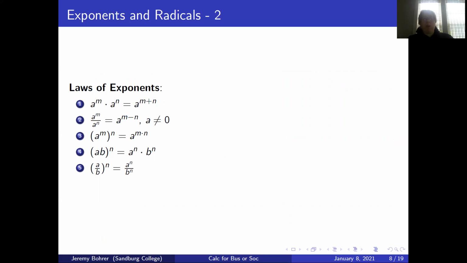We have some laws of exponents. A to the m times A to the n equals A to the m plus n. A to the m divided by A to the n is A to the m minus n, where a is not equal to 0, because if a is equal to 0, we're dividing by 0, and we can't do that.